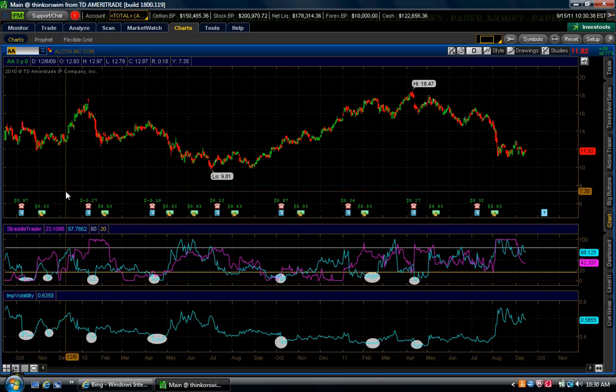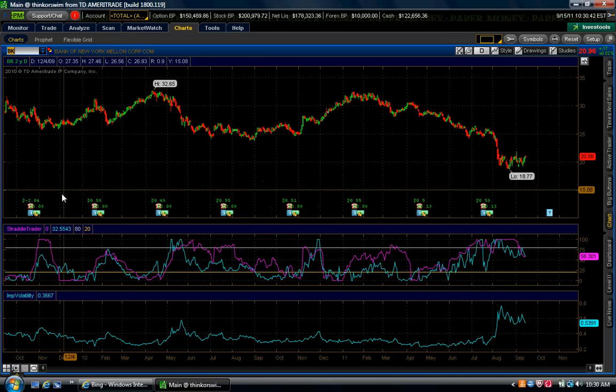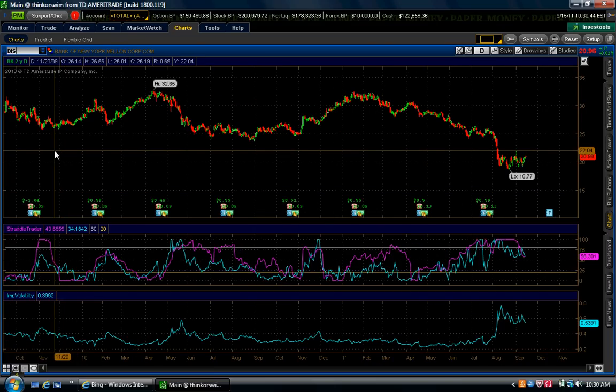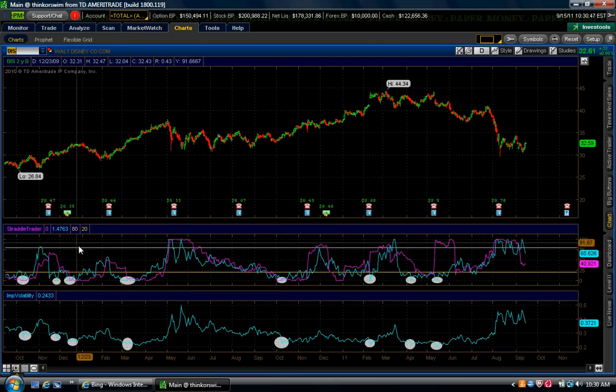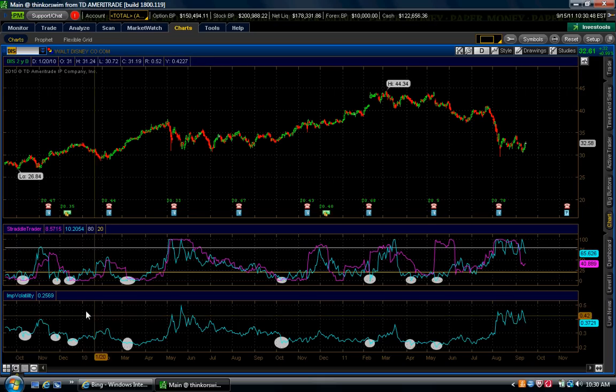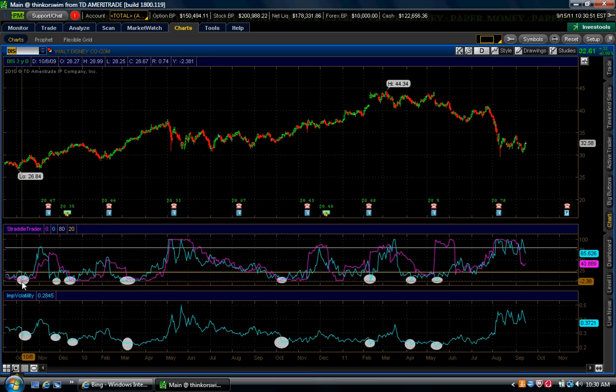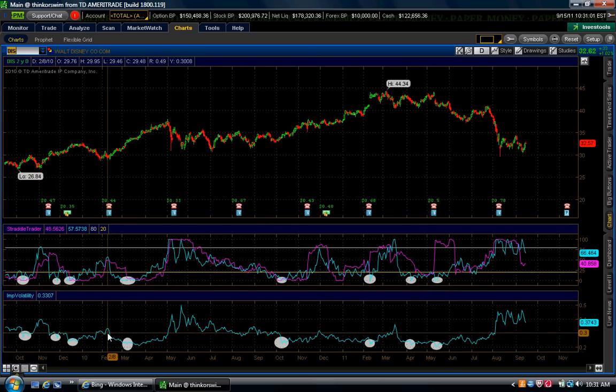Now let's go ahead and take a look at another chart. We have, let's go look at Bank of New York Mellon. I'm sorry, Disney. That's what I highlighted it for. And I highlighted them again. Here again, we see 1, 2, 3, 4, 5, 6, 7, 8. 8 times this indicator has gotten below 2 in implied volatility, and we've seen a bottom in implied volatility.